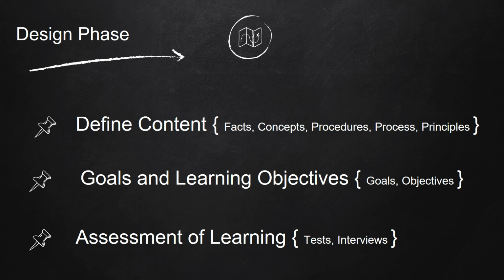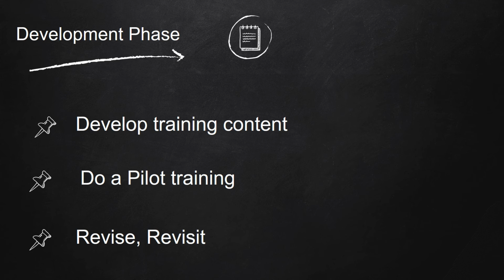So to sum up, the design phase is the roadmap of the training, and in the design phase we have 3 steps. We will define the training content, define the training goals and learning objectives, and define the assessment of the learning. That brings us to the third phase of the ADDIE model, the development phase. This phase focuses on developing the training content and the material creation. This phase also involves doing the pilot testing and revising and revisiting the training content.